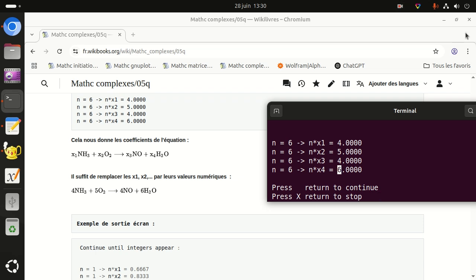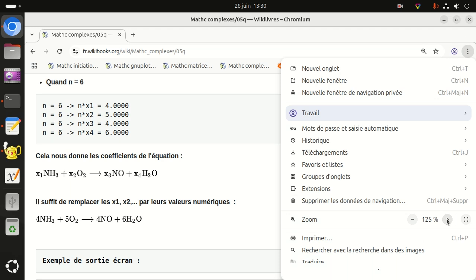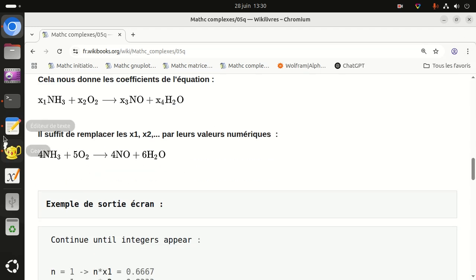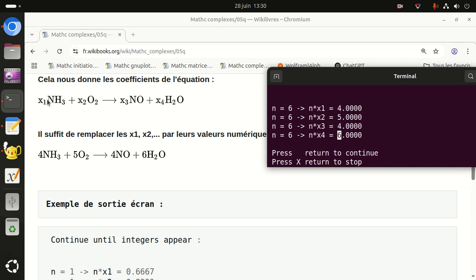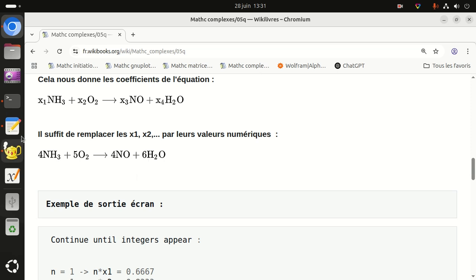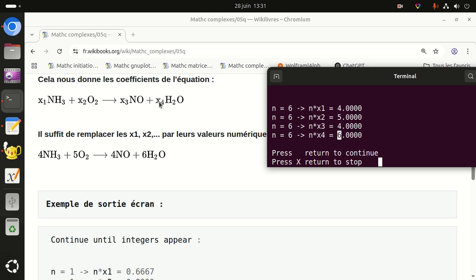Alors, this is my chemical equation. x1 equals 4, so I put 4 here for x1. x2 equals 5, so I put 5 in my chemical equation. x3 equals 4, so this gives 4 for my chemical equation, and x4 equals 6. Sorry, x4 equals 6, and I have the result.